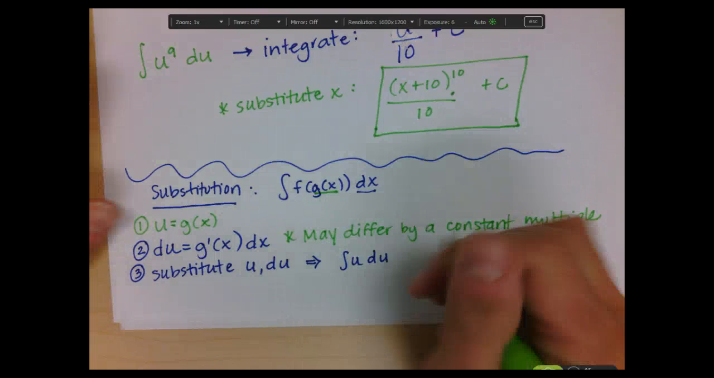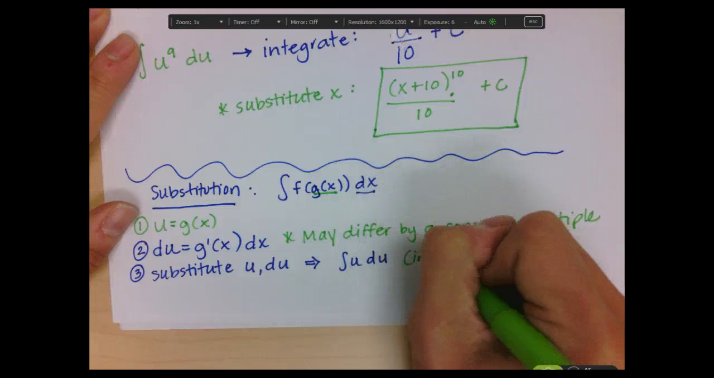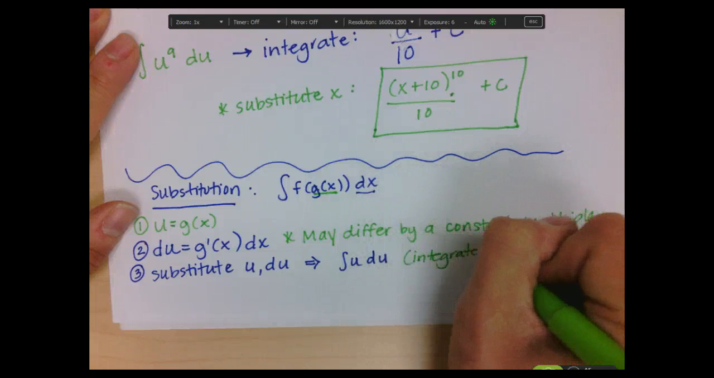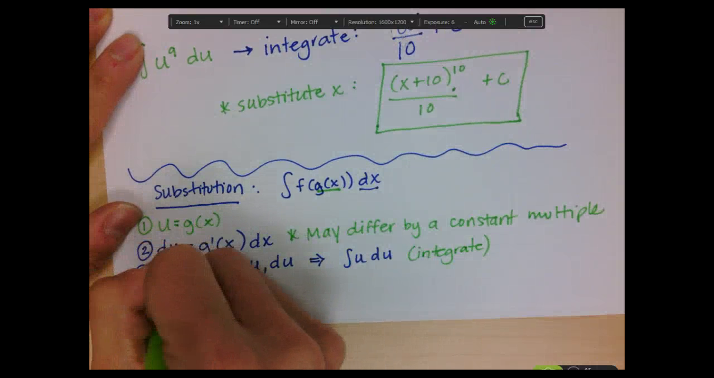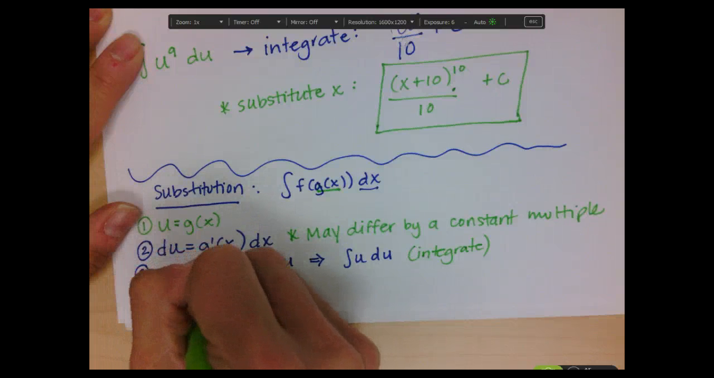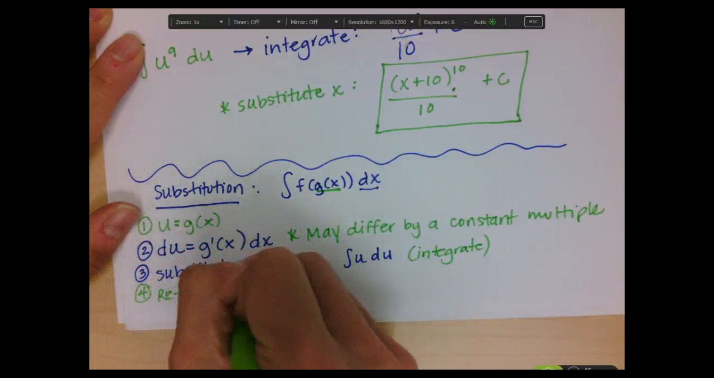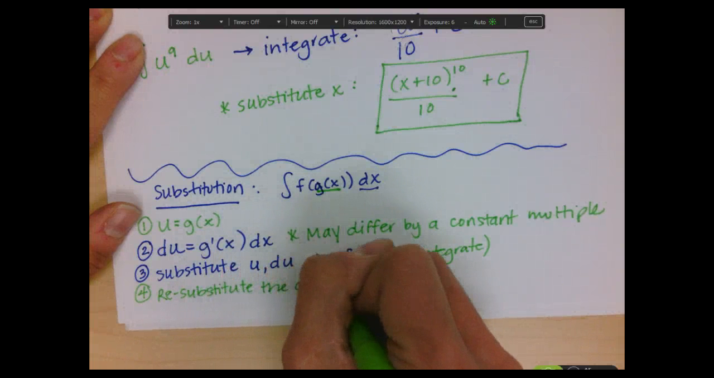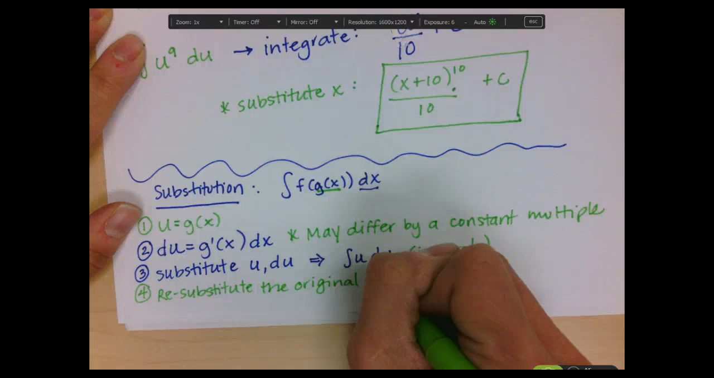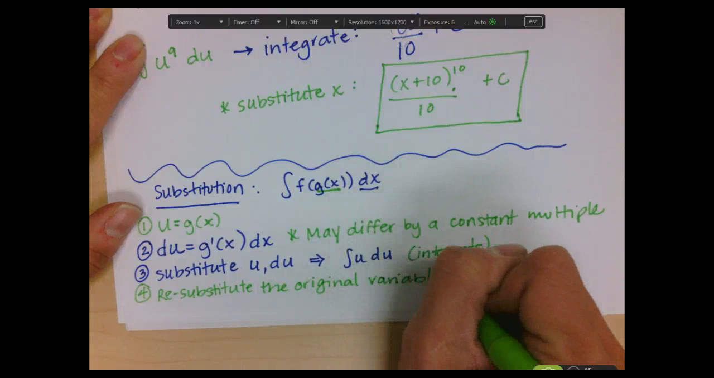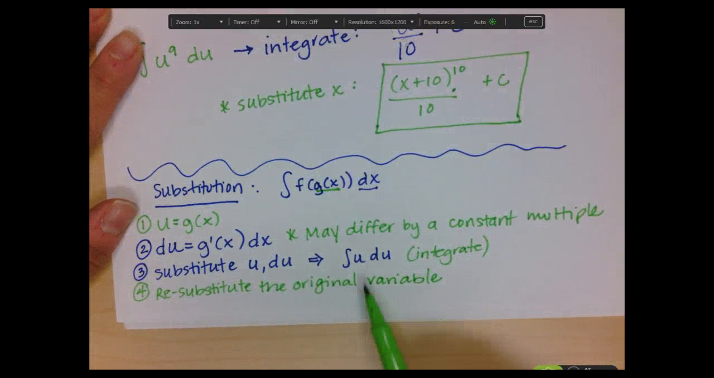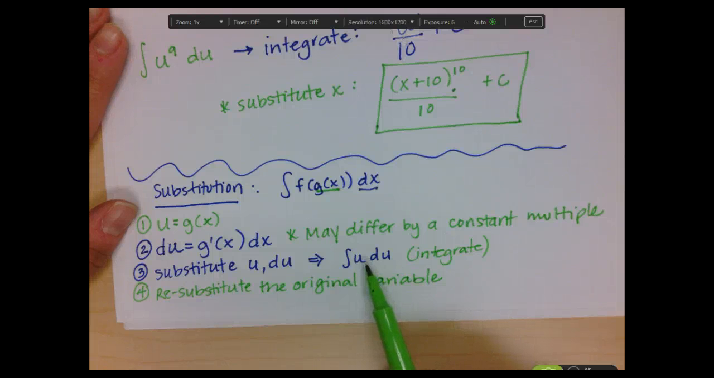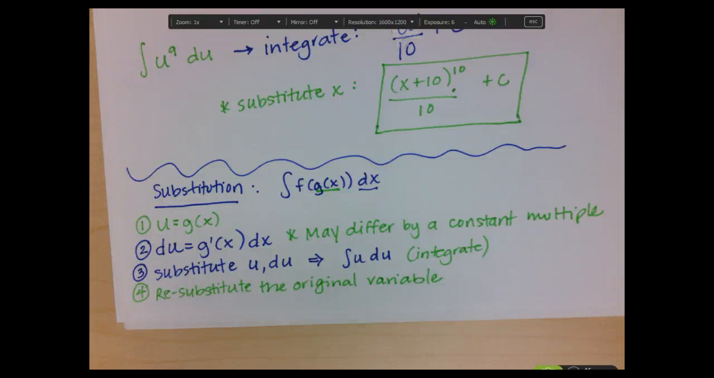Once you do that, once you integrate, then you're going to resubstitute the original variable back into the problem. So again, here we're integrating with respect to u, and so in the end we have to put the x's back in order to find the final result.